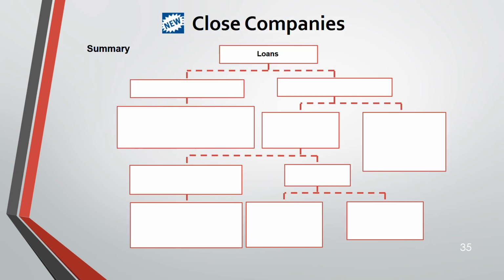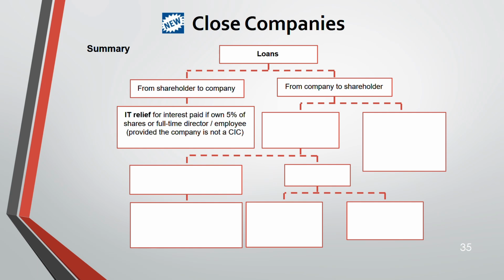Now, summary of loans. From shareholder to company, from company to shareholder. If you are giving from shareholder to company, there is an income tax relief for interest paid. Okay. If you own 5% of shares or are a full-time employee, provided the company is not a closed investment company.